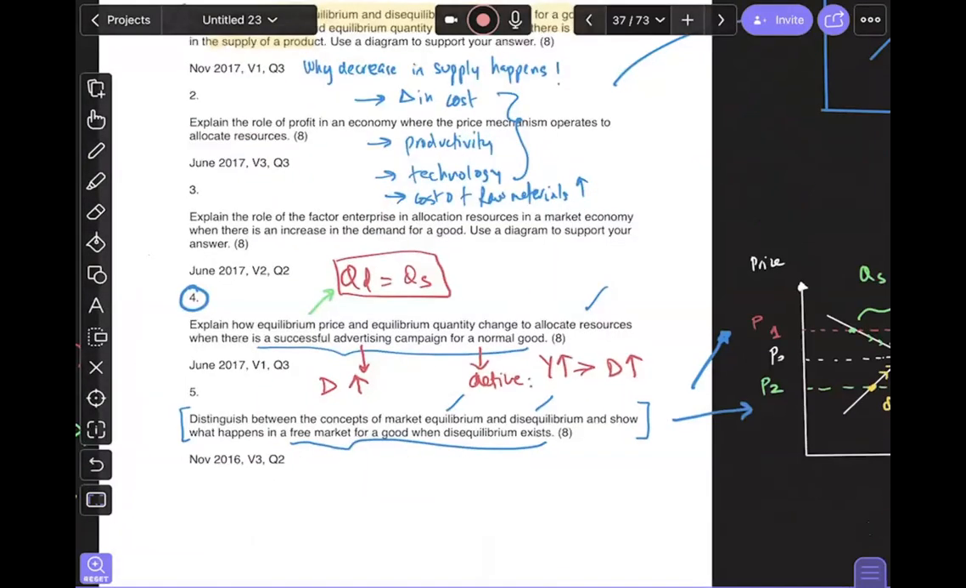Any questions, guys? Sir, we call it rationing, right? Yeah. Rationing is basically the allocation, yes, that happens, yes.